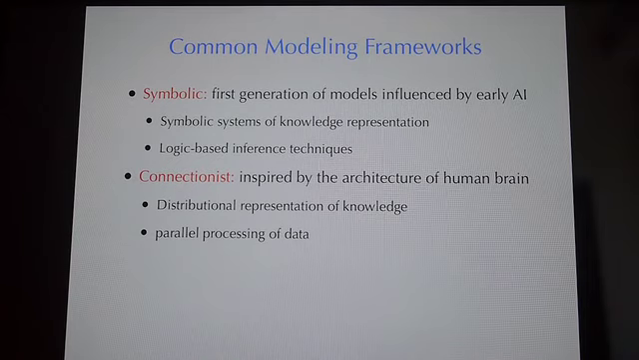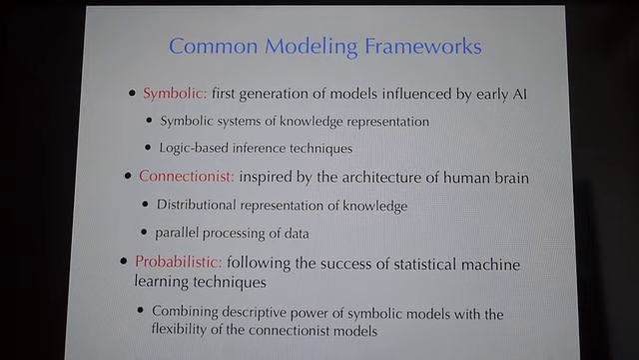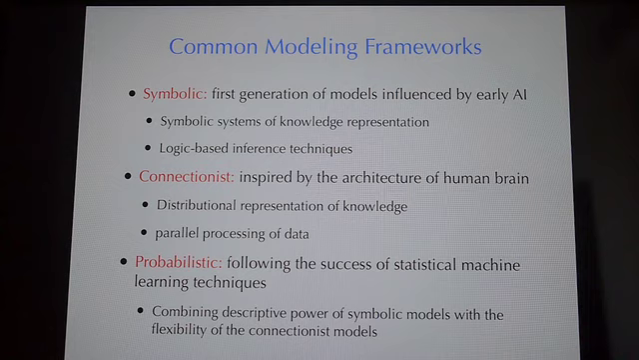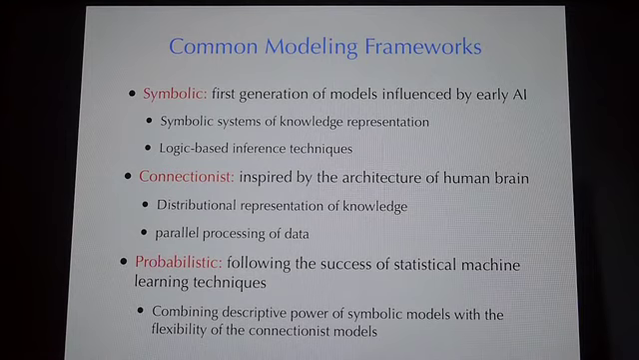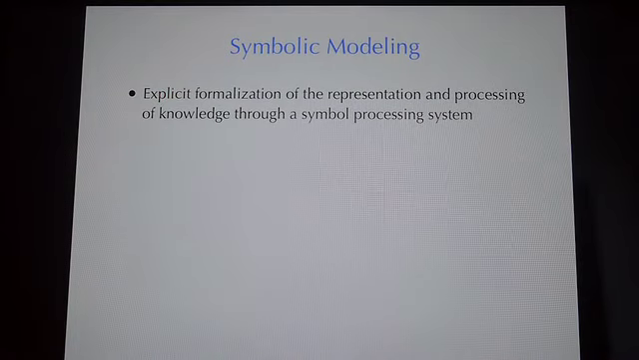The last wave of models that I very loosely and generally refer to as probabilistic models became trendy following the success of statistical machine learning techniques. The idea here was to combine the descriptive power of symbolic models of human cognition with the flexibility that's provided in the connectionist models, so to get the best of the 2 worlds. And this would be the topic of conversation of the last lecture in this section of the course. So let's start with symbolic models.